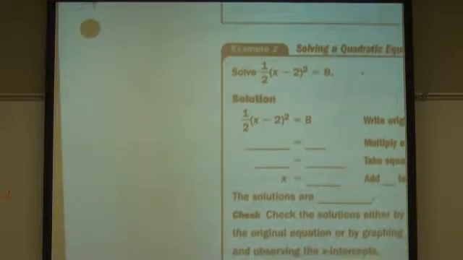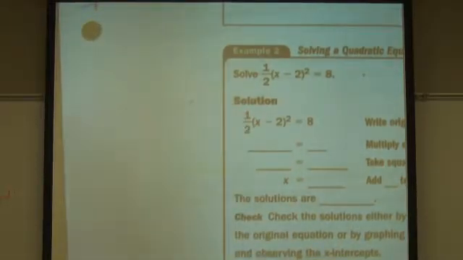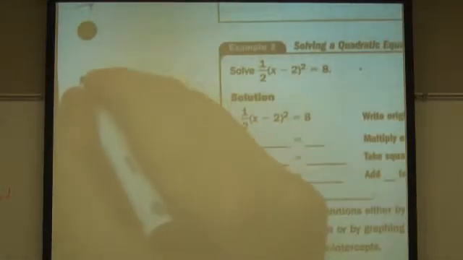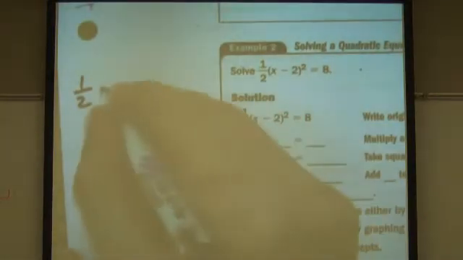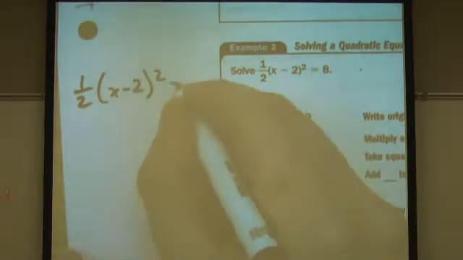Example 2 is a little bit different than the examples and the problems you did last class period, because on example 2 you are going to solve for x, but you have to do it in a slightly different way. So example 2, solve 1/2 (x minus 2) squared equals 8, and I'm going to do that in the margin. So let me write that down. 1/2 (x minus 2) squared equals 8.